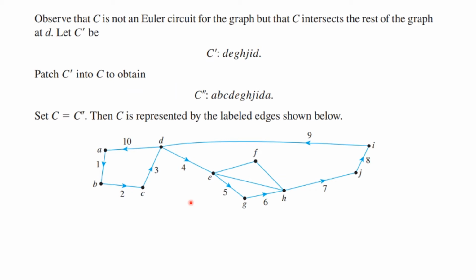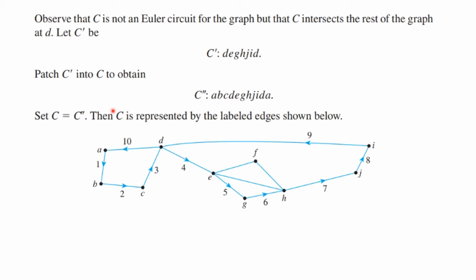So C is not an Euler circuit, and we have D, so we're going to let C prime be a cycle with D. The cycle with D will start here. It will go here, 5, 6, 7, 8, and 9. So we go all the way back, and now we can patch C prime into C, and we go this way: 1, 2, 3, 4, 5, 6, 7, 8, 9, and 10.